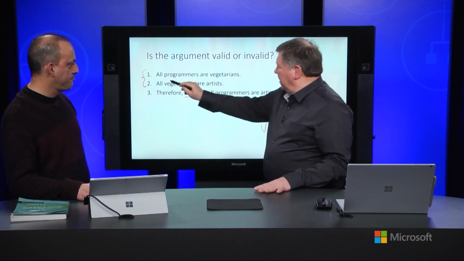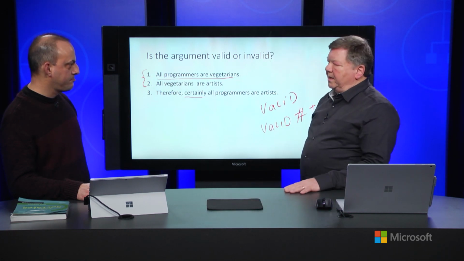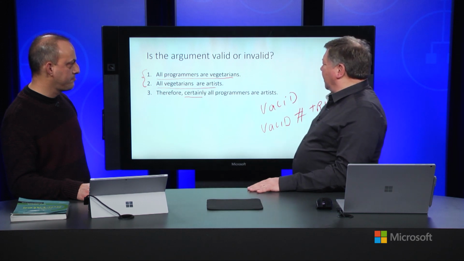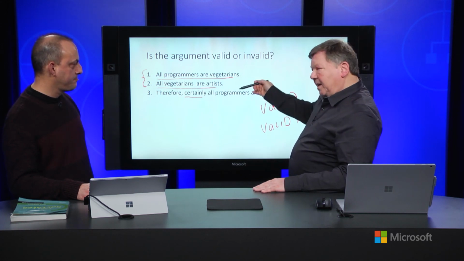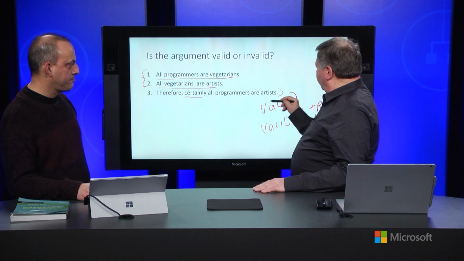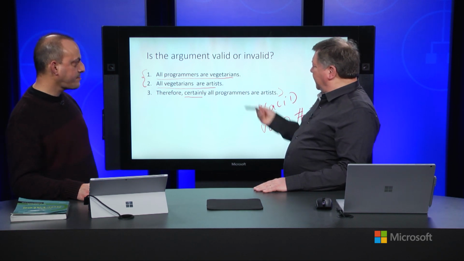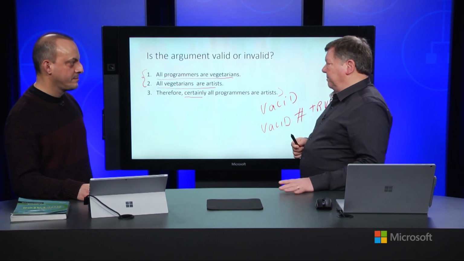If it were true that all programmers are vegetarians, and if it were true that all vegetarians are artists, given those two hypothetical facts, this would be true. Right. That's what valid means. Yep. But the premises don't have to be true for an argument to be valid.